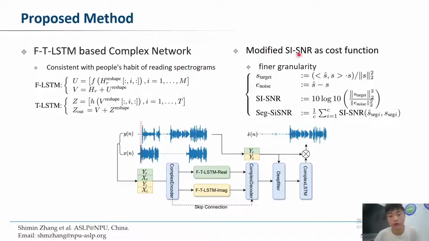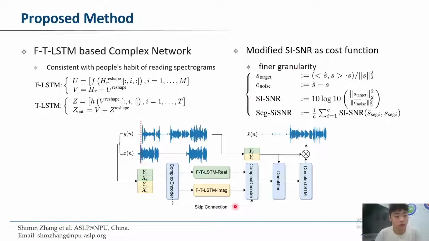Instead of computing the average SI-SNR loss of the whole utterance, segmented SI-SNR splits the utterance into different chunks so that it can distinguish the situations of single talk and double talk in a sentence.